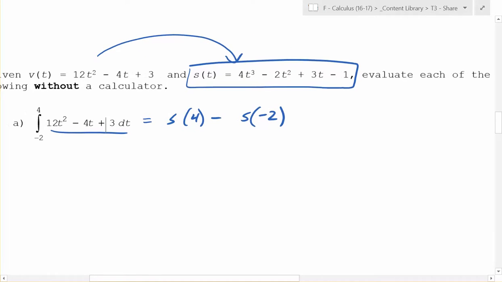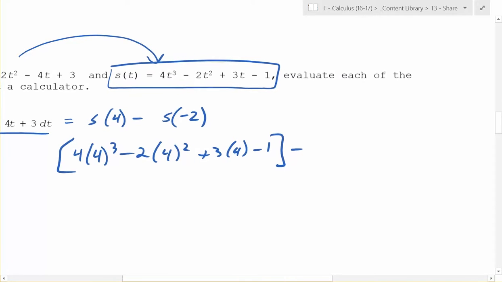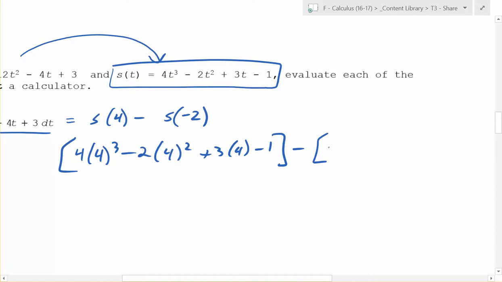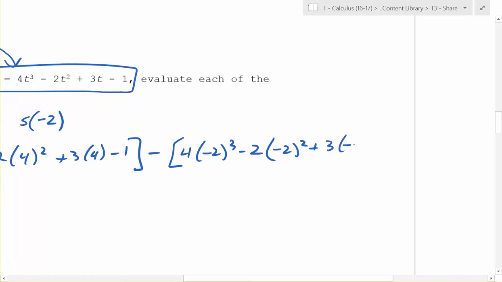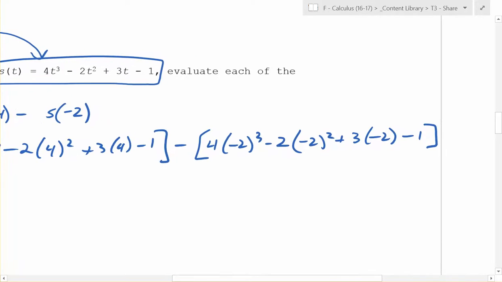So in order to do this, you need to do s of 4. So it's going to be 4 times 4 cubed minus 2 times 4 squared plus 3 times 4 minus 1. And then what do you subtract from that? 4 times negative 2 cubed minus 2 times negative 2 squared plus 3 times negative 2 minus 1, right? Is that something you theoretically could do by hand right there?